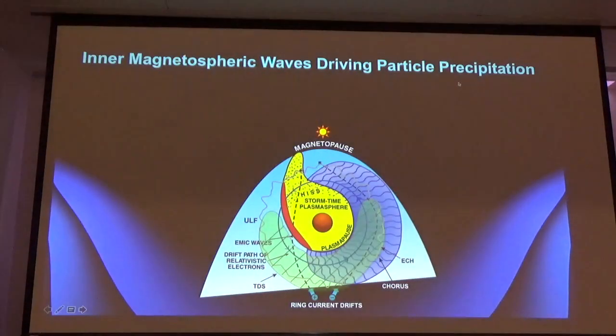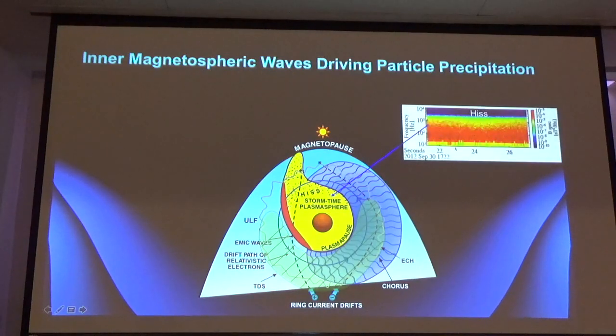So this cartoon shows the global distribution of those various inner magnetospheric waves, which are potentially important for particle precipitation. Those are shown in the equatorial plane, and the sun is on the top. And the yellow region represents the high-density plasmasphere and the plume. And the hiss waves are typically observed here, and those often show broadband structureless wave emissions.